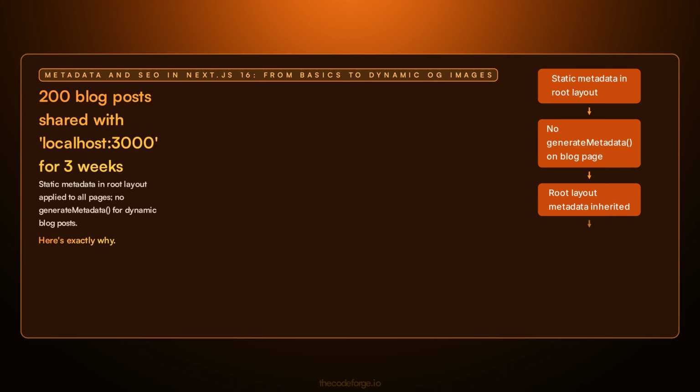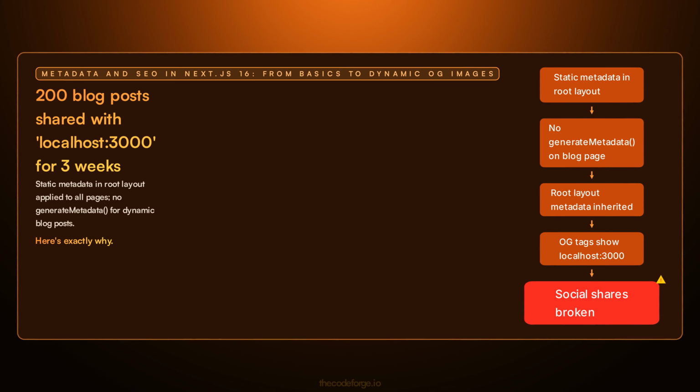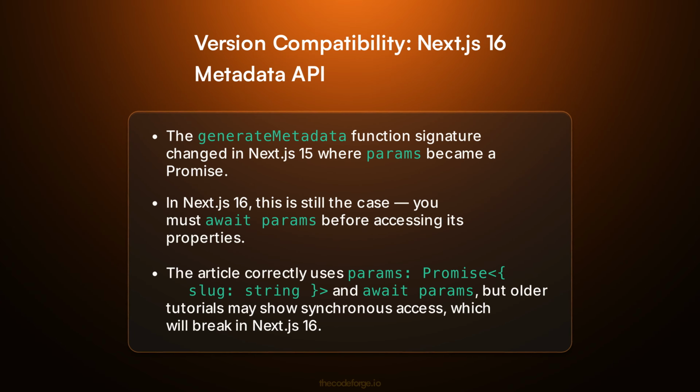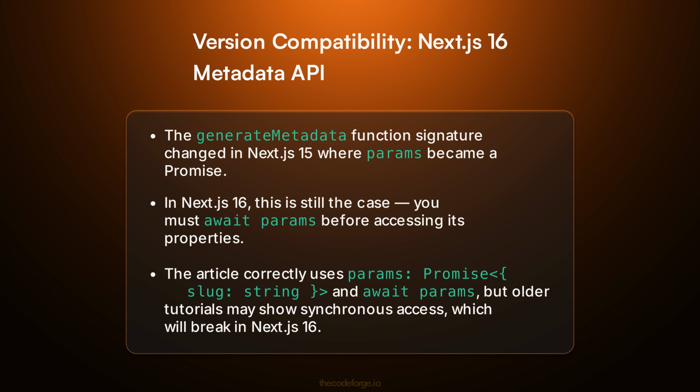200 blog posts shared on social media all showed localhost 3000 as the URL. The root layout static metadata was being used for every dynamic page. The generateMetadata function signature changed in Next.js 15 where params became a promise. In Next.js 16 this is still the case, you must await params before accessing its properties.